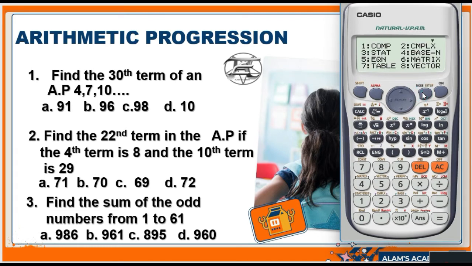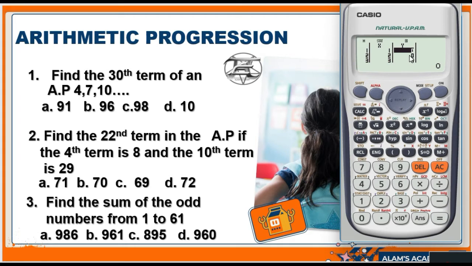All right, so go to the mode, then select 3, which is the statistics, and then 2. The 2 is for the arithmetic progression. All right, so in the X column I put in the positions of the terms. We have the first term, which is 1, second term 2, and then the third term, which is 3. So you can key in at least 2 or more terms before you continue.